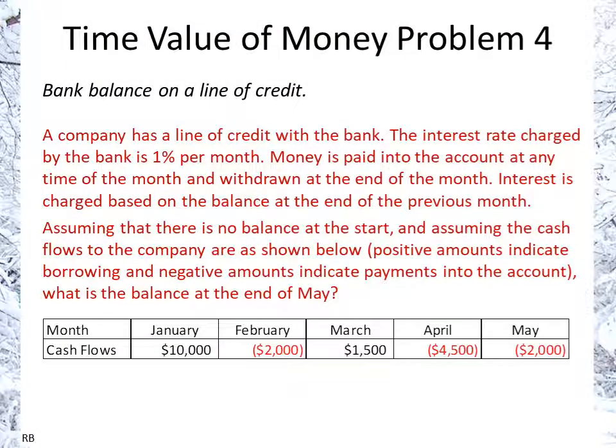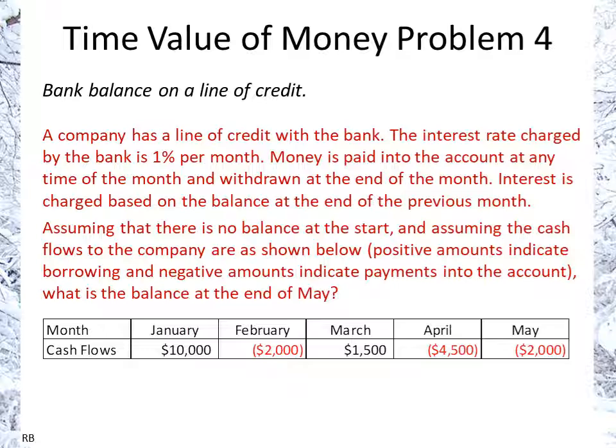So time value of money, problem 4. Bank balance, line of credit situation. A company has a line of credit with the bank. The interest charged by the bank is 1% per month. Money is paid into the account at any time of the month and withdrawn at the end of the month. Interest is charged based on the balance at the end of the previous month.